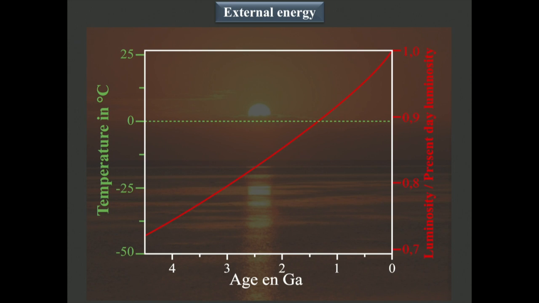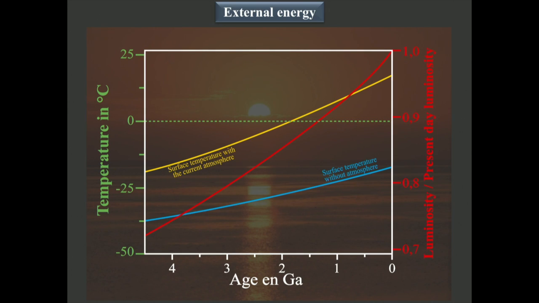Now here is the temperature, and an important value is 0 degrees Celsius. We can see that if we had no atmosphere on Earth, the temperature at the surface would be very low. Now, with the same atmosphere as today, we have an average temperature of around 15 degrees, but during the Hadean and Archean, the temperature would have been below 0 degrees. So that means we should have ice, frozen oceans, and maybe a snowball Earth.